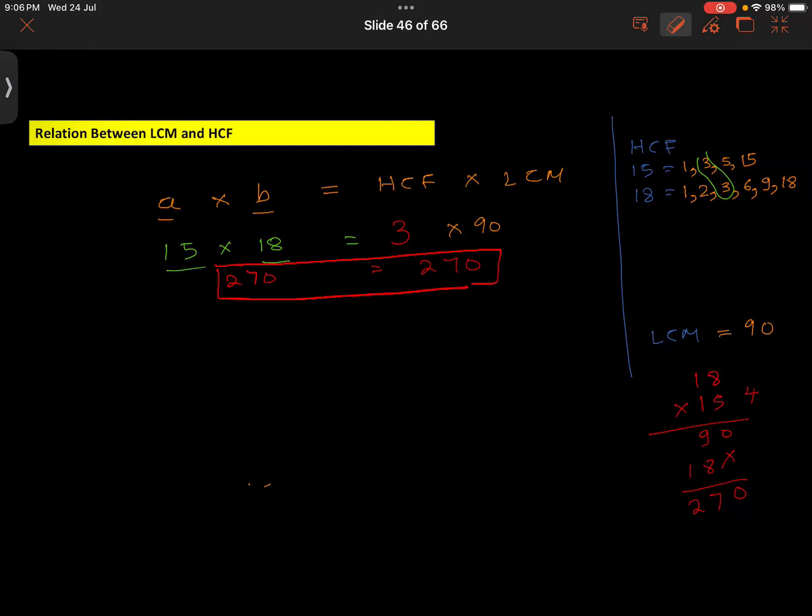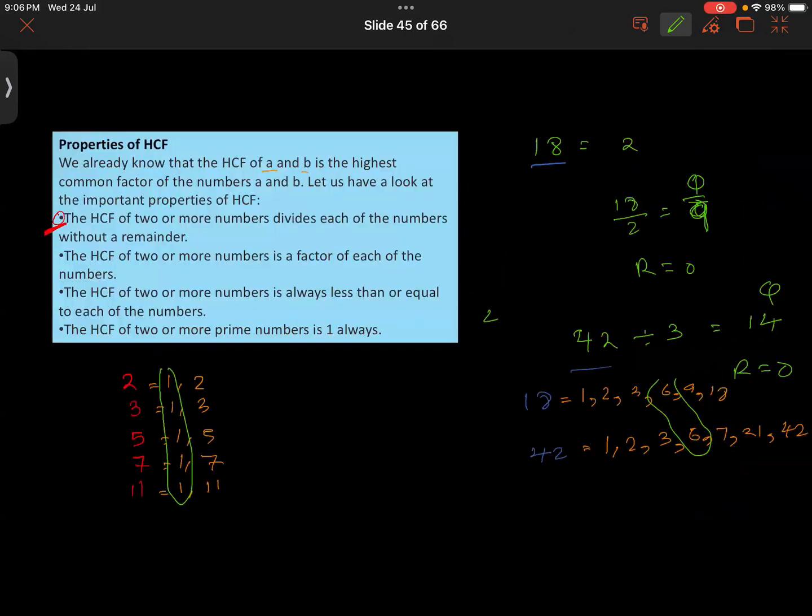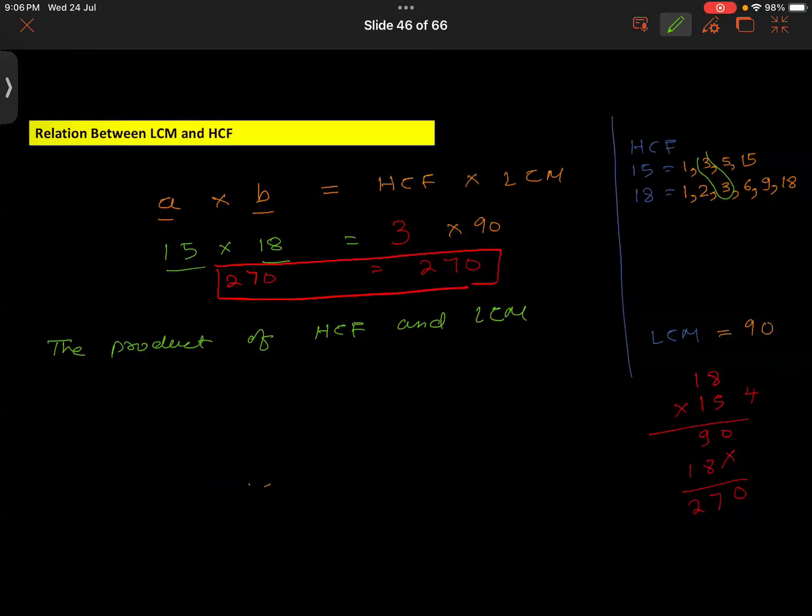So write one statement. First of all, give the title of the topic: Relation between LCM and HCF. Give this topic. Then write: the product of HCF and LCM is equal to the product of the given numbers. So that is the property.